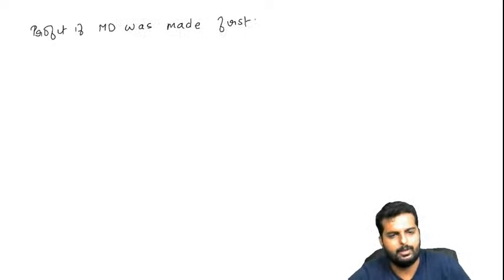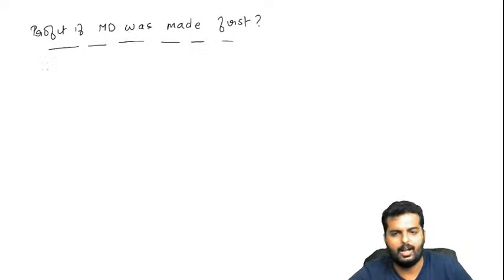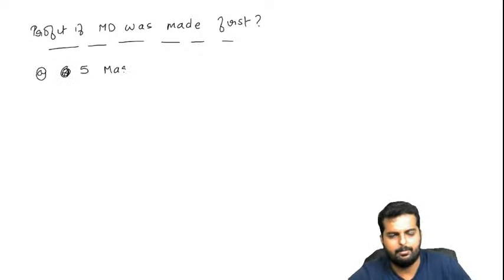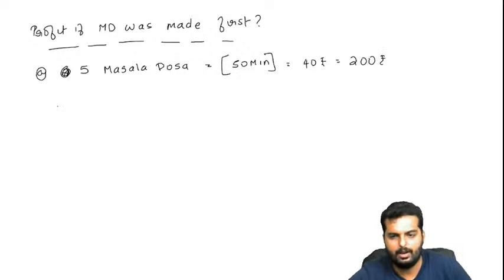Now this is something what many of you will be thinking. How can you say that onion dosa is giving a better profit? I'll just tell you that. Let us say I'm having total how many minutes? 60 minutes. Okay. So first I will make 5 masala dosas. It will take how many minutes of mine? It will take 50 minutes. And I will be getting how much rupees contribution? 40 rupees. So will I be getting 200 rupees over here?